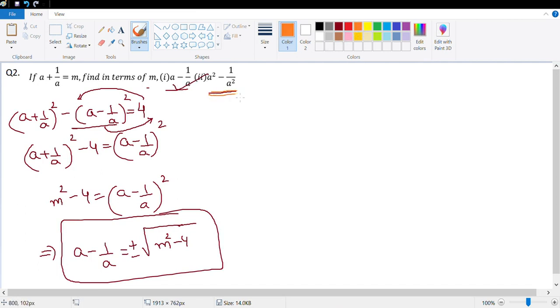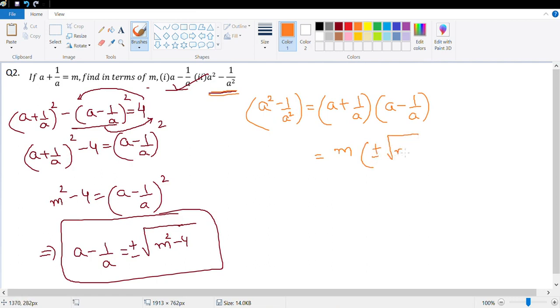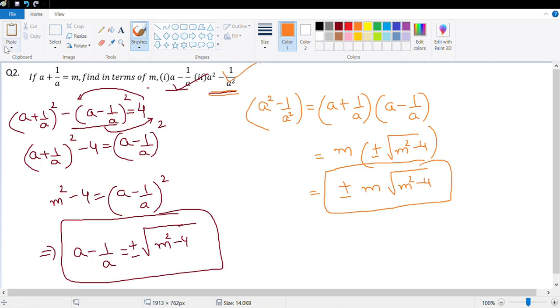The second part of the question says a square minus 1 upon a square. This is of the type x square minus y square, which is equal to x plus y multiplied with x minus y. In this case, a plus 1 upon a multiplied with a minus 1 upon a. The value of a plus 1 upon a is given equal to m. The value of a minus 1 upon a we just calculated as plus minus root m square minus 4. So the answer is plus minus m times root of m square minus 4. So that's the second part of the question. Good, let's look at the next one.